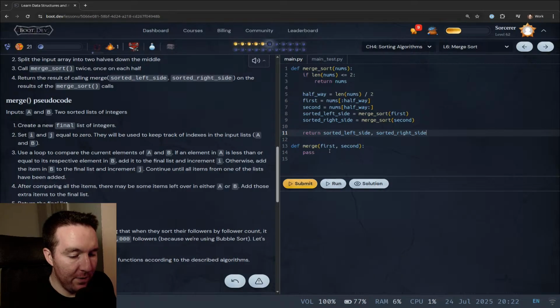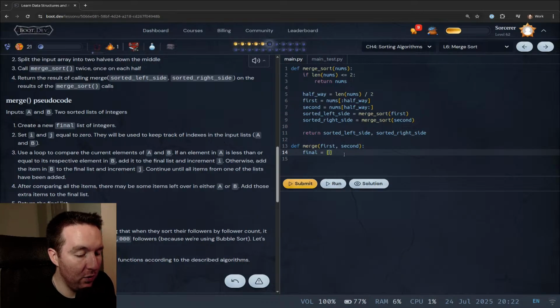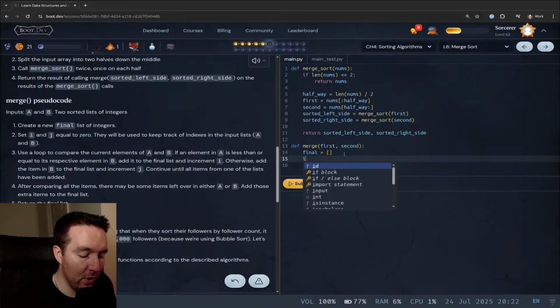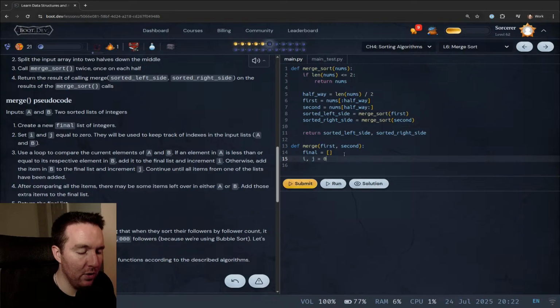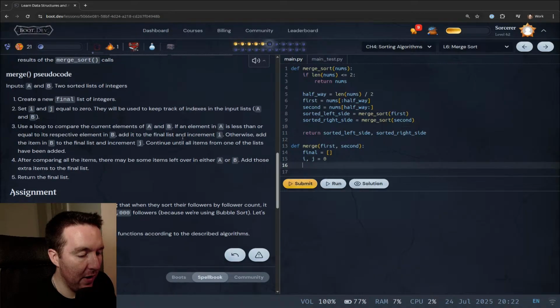So the merge pseudocode is: create a final list of integers. Set i and j to be equal to 0. They'll be used to keep track of indexes in the lists A and B. Use a loop to compare the current elements of A and B. If an element in A is less than or equal to its respective element in B, add it to the final list and increment i.